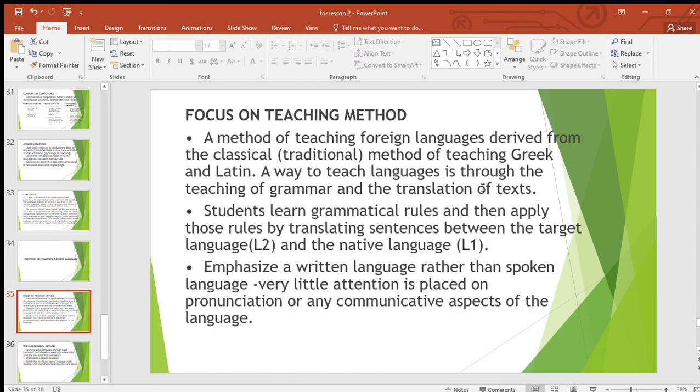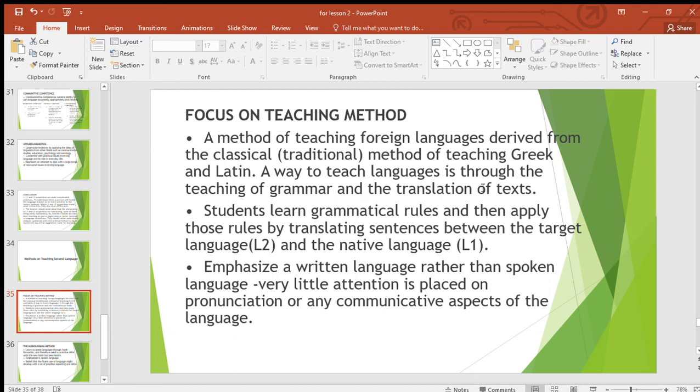So we have the grammar-translation method, a method of teaching foreign language derived from the classical or traditional method of teaching Greek and Latin. A way to teach language is through the teaching of grammar and translation of texts. Students learn grammatical rules and then apply those rules by translating sentences between the target language or second language and their native language. Emphasis is on written language rather than spoken language. Very little attention is placed on pronunciation or any communicative aspects of the language.